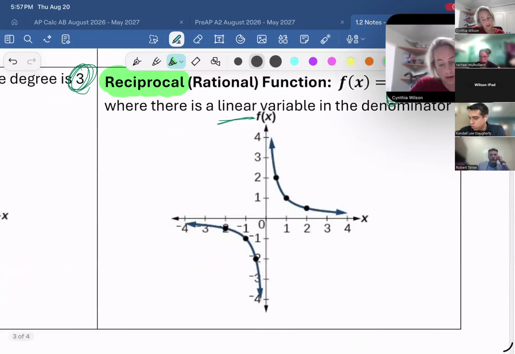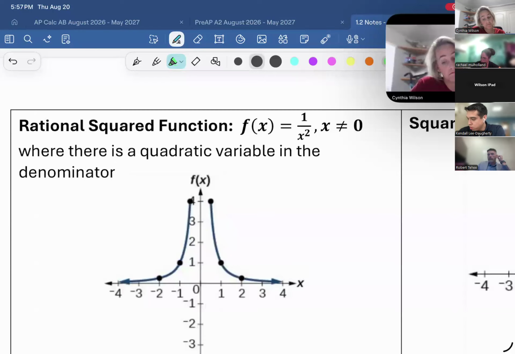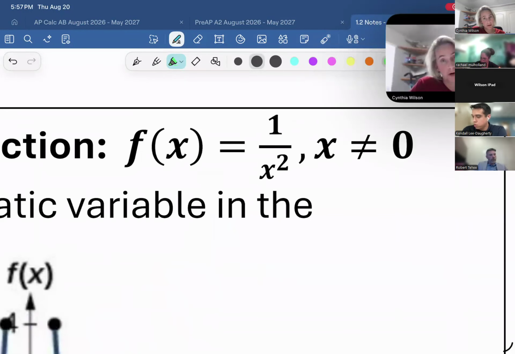All right, let's flip the page. We're almost done. Rational squared function. Variable in the denominator. And its highest degree is a 2.